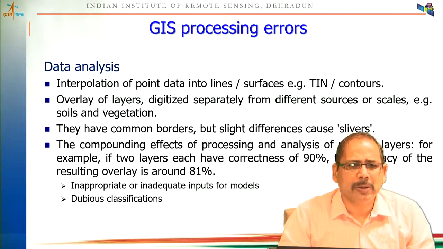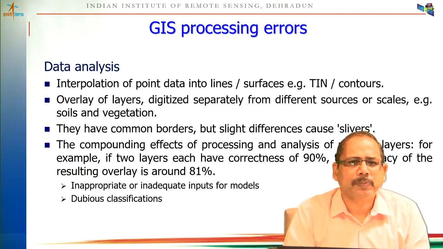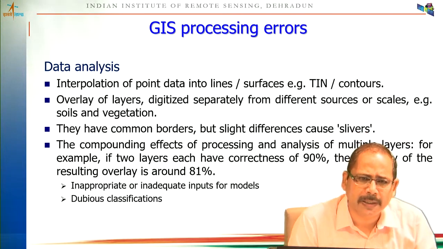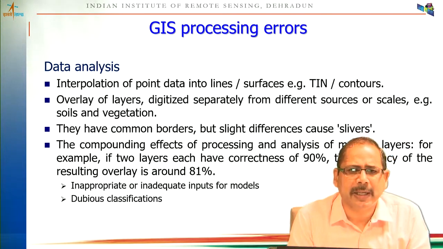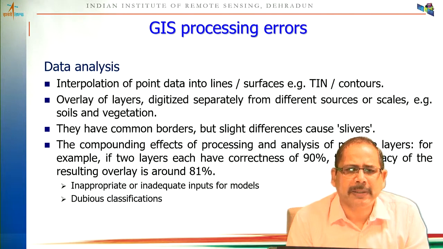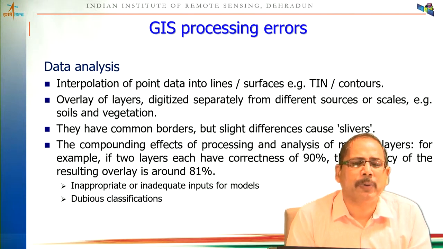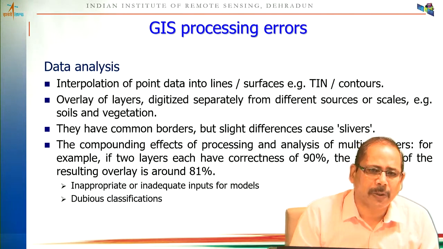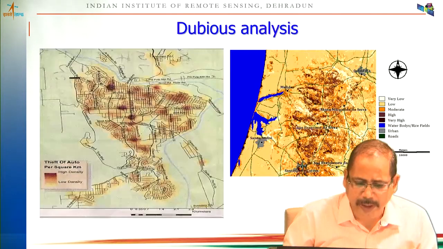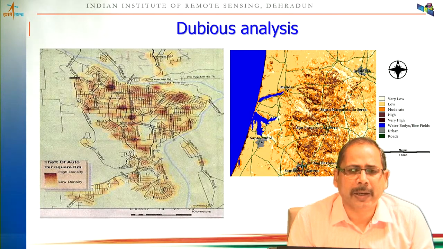There are certain issues in the classification also. The compounding effect of processing and analysis of multiple layers. For example, if two layers each have a correctness of 90%, the accuracy of the resulting overlay is around 81%. So that is also possible in this kind of overlay analysis.